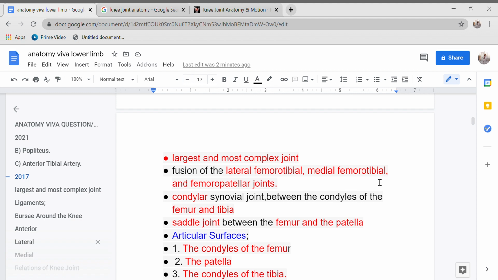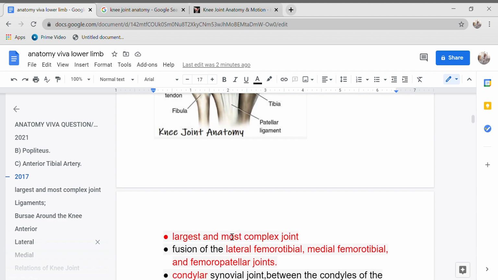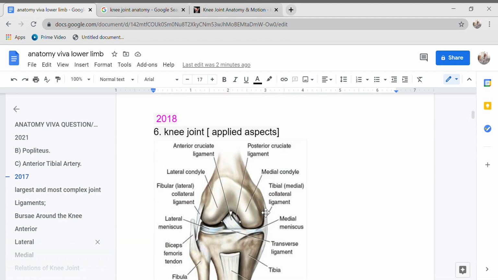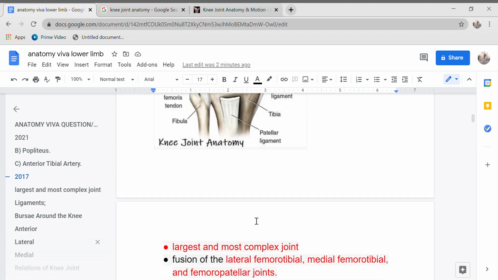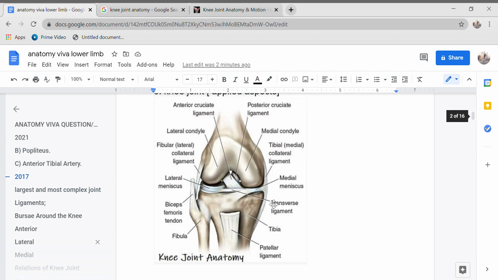So the knee joint is the largest and most complex joint, a fusion of the lateral femorotibial, medial femorotibial, and femoropatellar joints. This is the femur, this is the tibia: lateral and medial femorotibial, and the patellofemoral joint. It's a combination. Between the condyles of the femur and tibia it is a condylar synovial joint, and between the femur and patella it is a saddle joint.